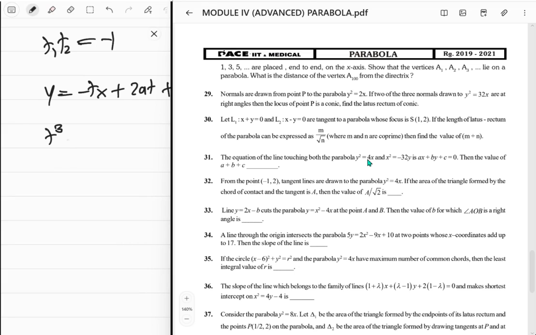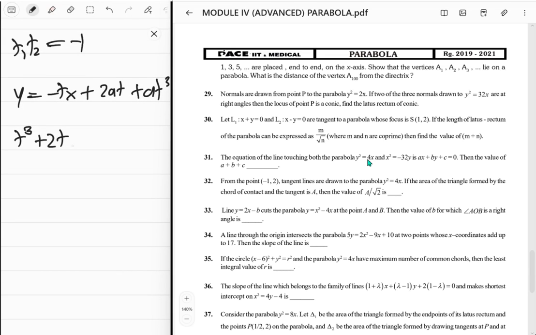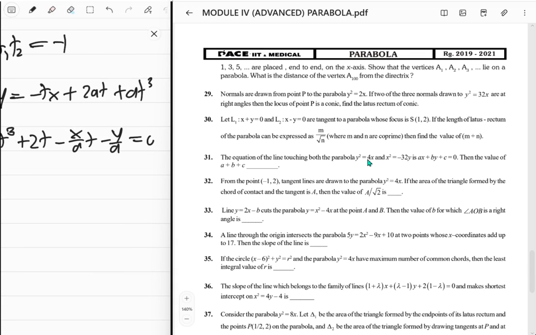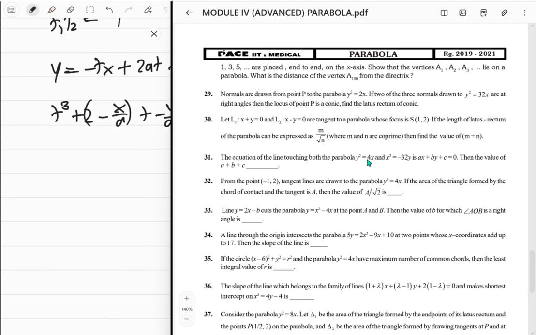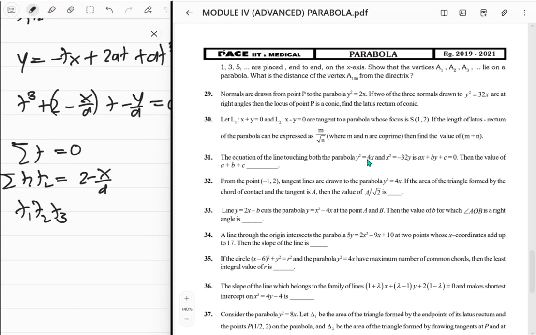No one really cares. T cubed plus 2t minus x upon a times t, and minus y upon a is equal to 0, right? It's like 2 minus x upon a times t. Right, so t1 plus t2 plus t3 is equal to 0, no big deal. Summation of t is equal to 0. Then summation of t1, t2 is equal to 2 minus x upon a, and then the product t1, t2, t3 is equal to plus y upon a.